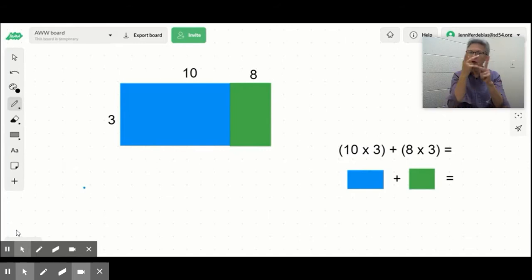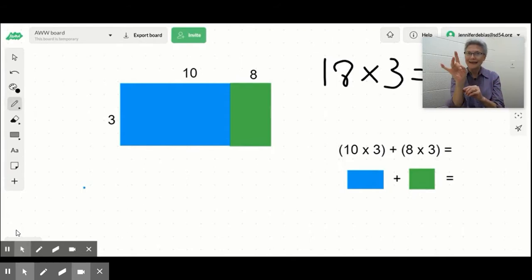Here I'm going to multiply 18 times 3. So I'm going to write the equation right here. This is what I'm multiplying, 18 times 3. And I'm going to show you how you can break apart the number 18 to make it a little bit easier to work with. So here I broke apart 18 into tens and ones. I have one 10, which is a value of 10, and 8 ones. And here's my other factor of 3.